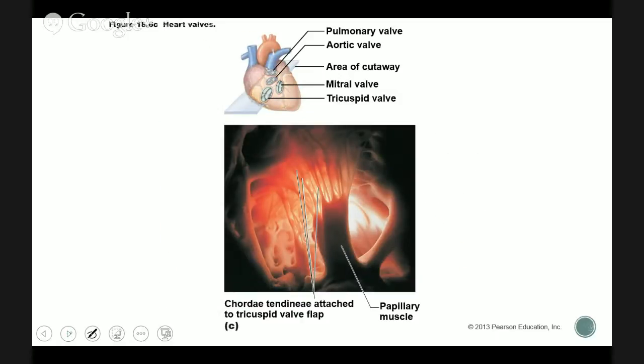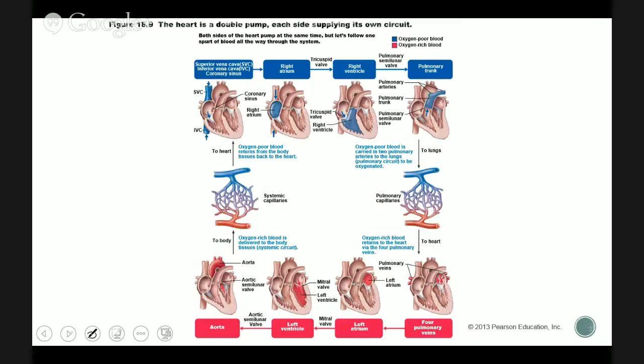Here's a picture of the chordae tendineae again. And what I didn't mention is that attached to the chordae tendineae are these muscles called papillary muscles. Papillary muscles basically contract to yank on those chordae tendineae, which then will yank on the valve to keep the valve from being insufficient or prolapsing.